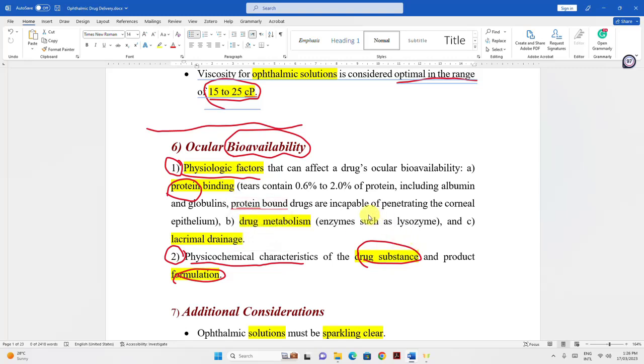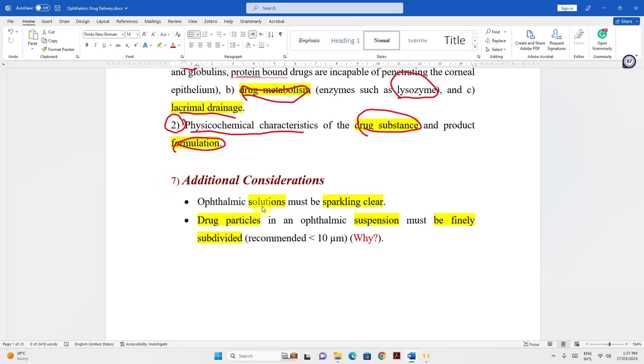Another thing which can affect bioavailability is drug metabolism, because there are enzymes in the tears such as lysozyme. And the third physiologic factor is lacrimal drainage. As I told you, for example pilocarpine, after administering it to the eye, within 2 minutes all of this preparation on the eye will be removed by the lacrimal drainage, and only less than 1% of this pilocarpine will be absorbed.